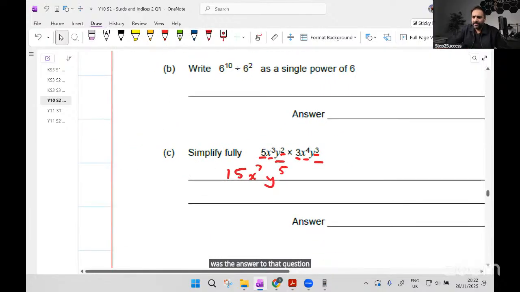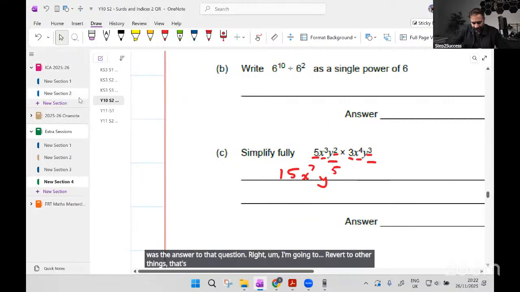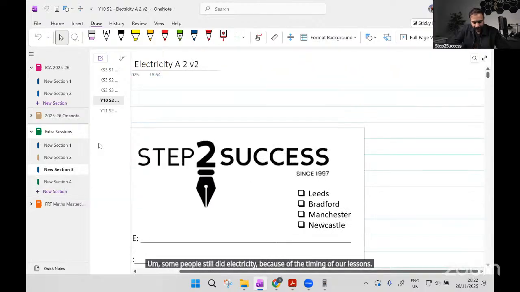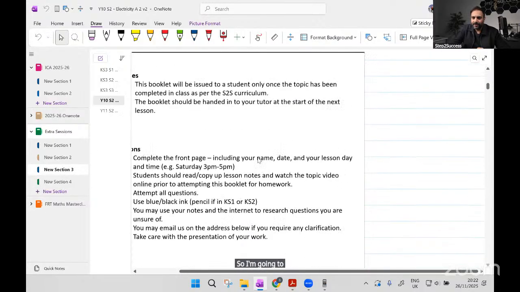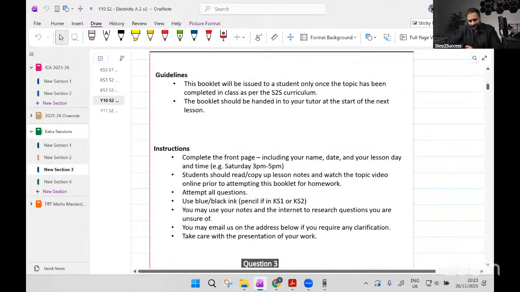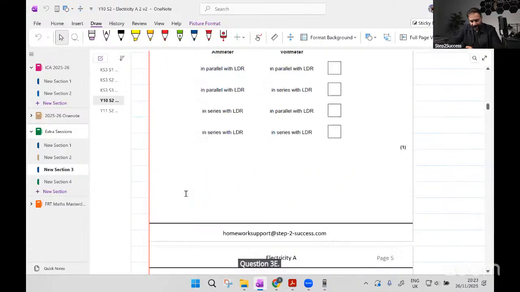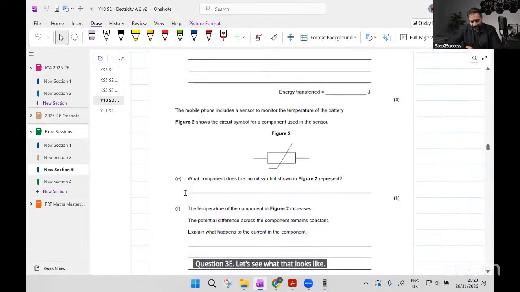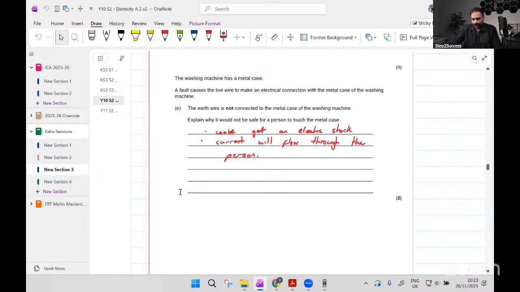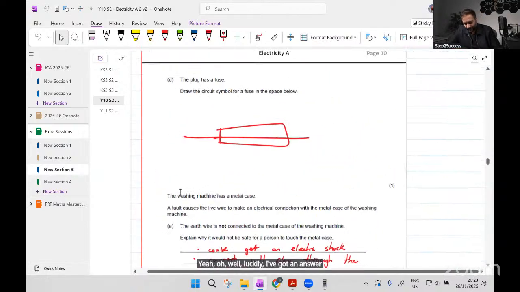Right, I'm going to revert to other things. There's quite a lot of that booklet now. Some people still did electricity because of the timing of our lessons. So I'm going to just revert back to doing one of these questions. Question 3E. Let's see what that looks like. Luckily I've got an answer to this question.